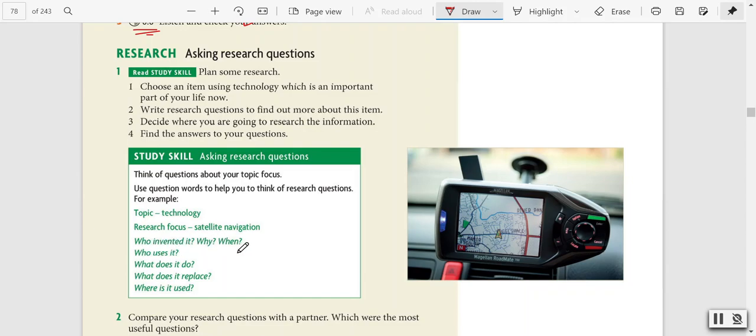Who invented it? Why? When? Who used it? What does it do? What does it replace? Where is it used? Okay, you can ask yourself these questions which can help you to think of your research.